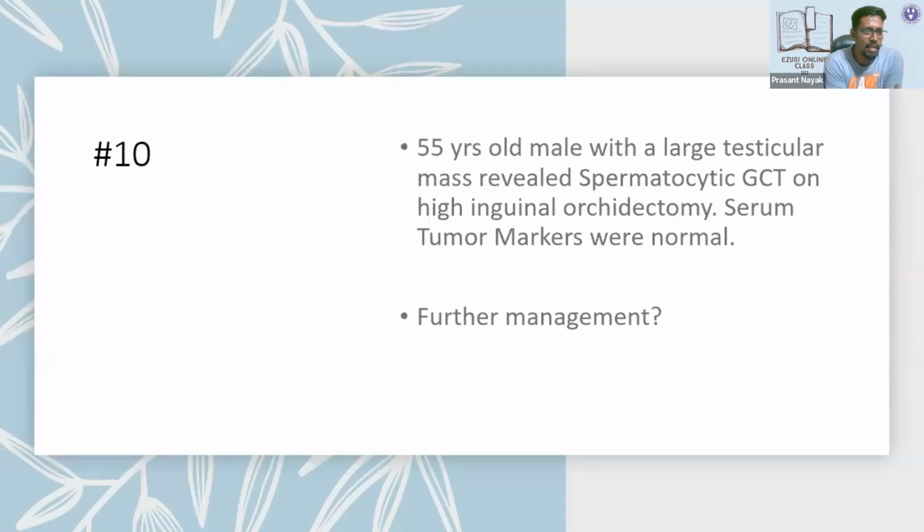Last question, 55-year-old male with large testicular mass reveals spermatocytic GCT on high inguinal orchidectomy, markers are normal, what next? Sir, only follow-ups. Only orchidectomy is needed. Because these are extremely rare that they can undergo sarcomatoid transformation and metastasis. Otherwise, this is purely a benign tumor. So no need to do anything. Yeah, I think so. We are done with this.